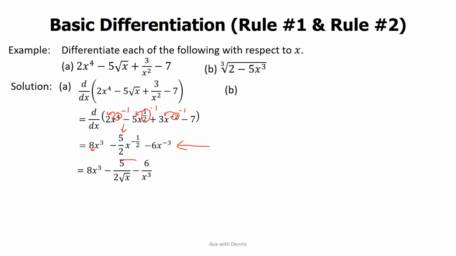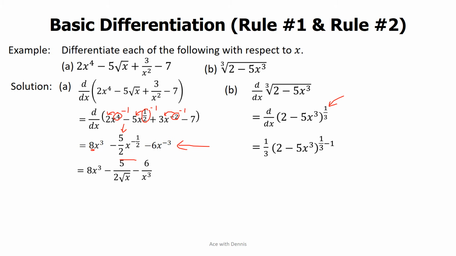Okay, now move on to B, right? Differentiation of cube root of 2 minus 5x cubed. Similar to A, we have to put it into indices form, right? Cube root becomes power 1 over 3. Then repeat the similar process, bring down the power. For this case, the power is 1 over 3. Then I can copy the bracket, but the power also minus 1. So the bracket is 2 minus 5x cubed, then 1/3 minus 1. After that, I have to do one more thing, which is to differentiate inside the bracket.